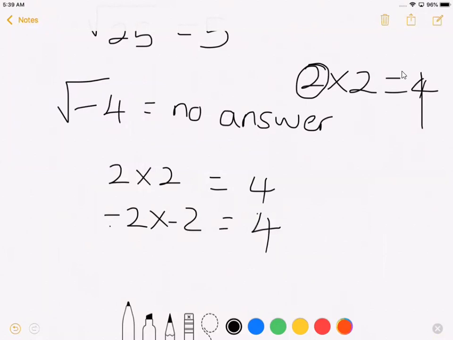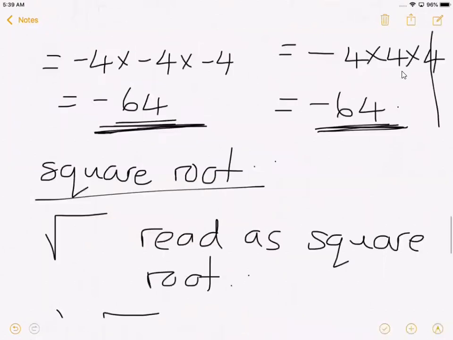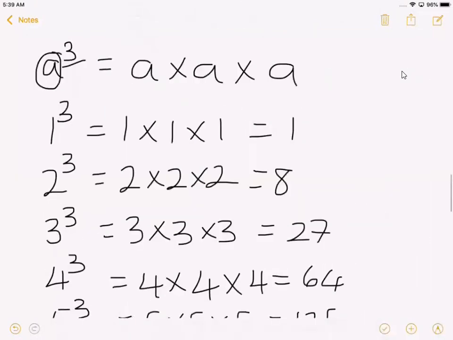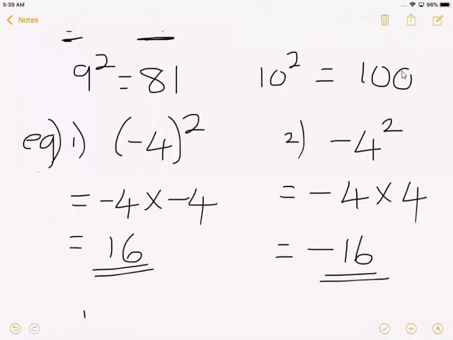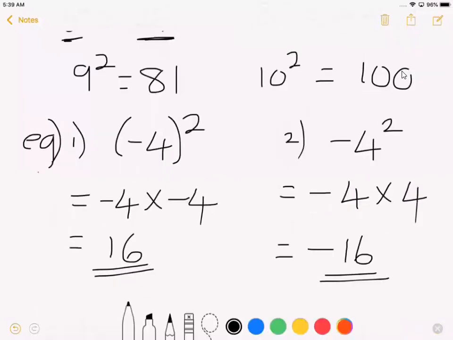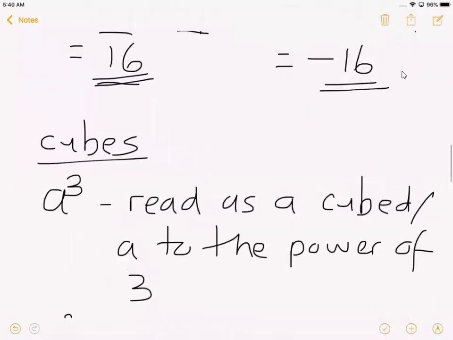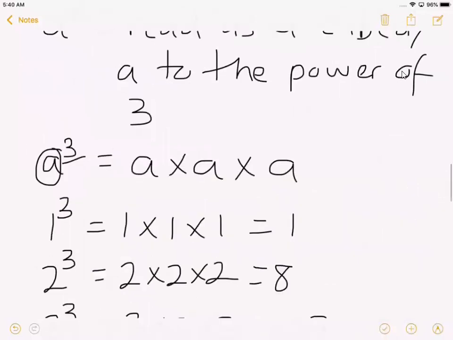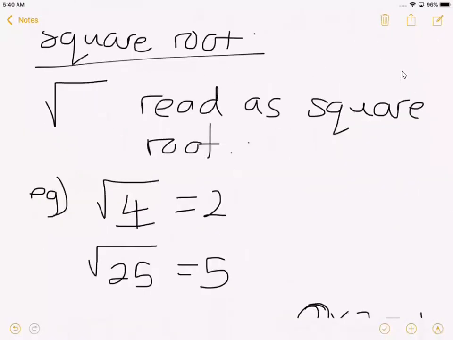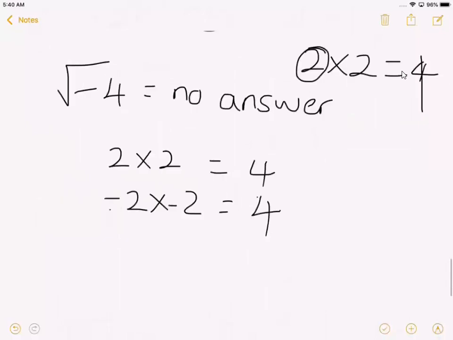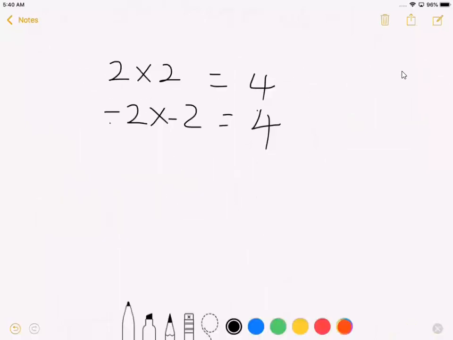Like what we did here when we were doing the square. A -4 multiplied by a -4, I get 16. So there is no number that I can multiply by itself to get a negative number. At this stage, we don't have an answer. You will have an answer maybe when you carry on with maths, but for now, there is no answer for the square root of a negative number.